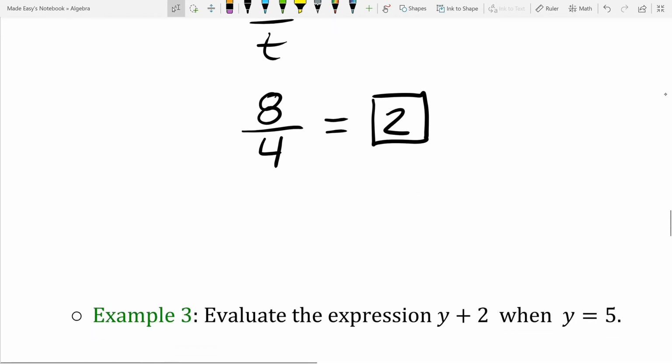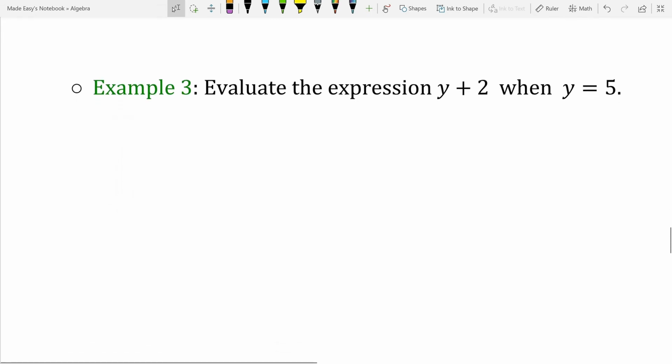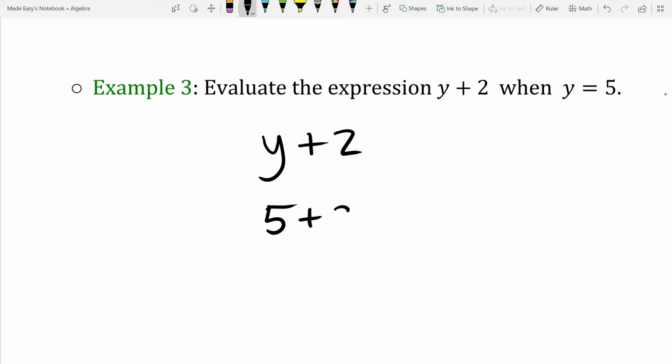Next, let's do an addition example. Evaluate the expression y plus 2 when y equals 5. So I'm going to write my expression y plus 2. Then I'm going to rewrite it, replacing my y with my 5. So we have 5 plus 2. Well, 5 plus 2, it's an easy one, equals 7. All right, so when we evaluate the expression y plus 2 when y equals 5, our answer is 7.